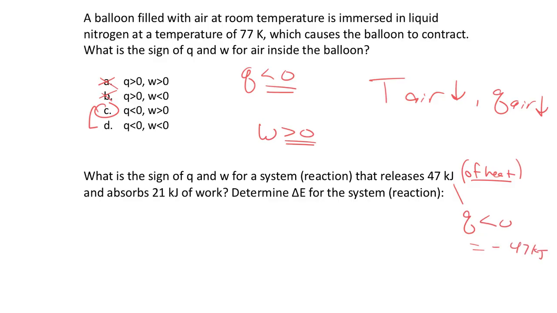And if we absorb work, I guess it's the same example above, but that would be positive. So the work, absorbing work from the surroundings, this would be 21 kJ. So absorbing work means that the surroundings does work on the system, is what that means. If we release work, then we're working on the surroundings. That would be negative. So the work should have a positive sign.